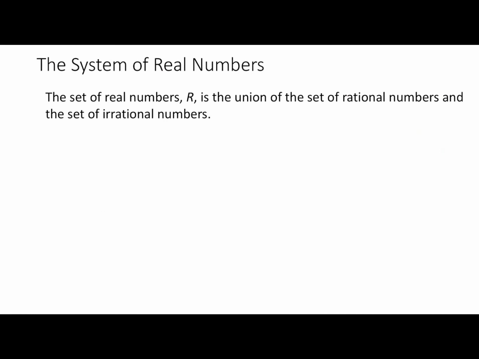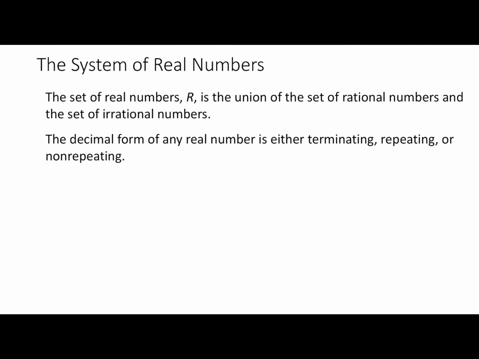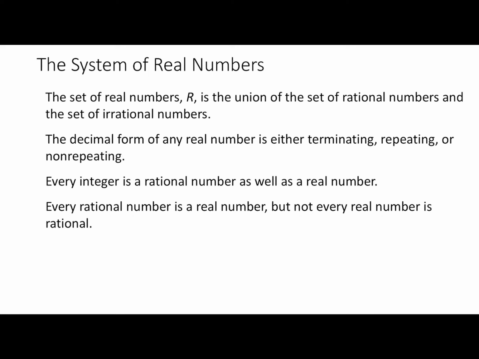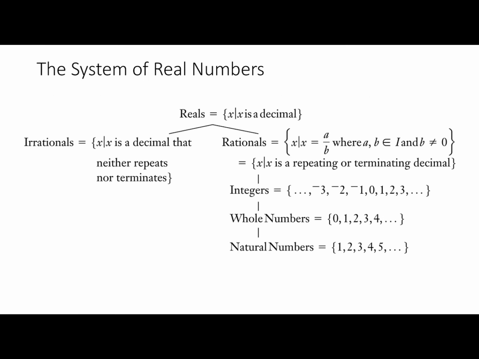All right, so what are the real numbers? The real numbers is the union of the rational numbers together with the irrational numbers. In the real numbers, your number's decimal form is either terminating or repeating, in which case it belonged to the rational numbers, or non-repeating, in which case it's an irrational number. Every integer is a rational number and a real number. Every rational number is a real number, but not every real number is rational.